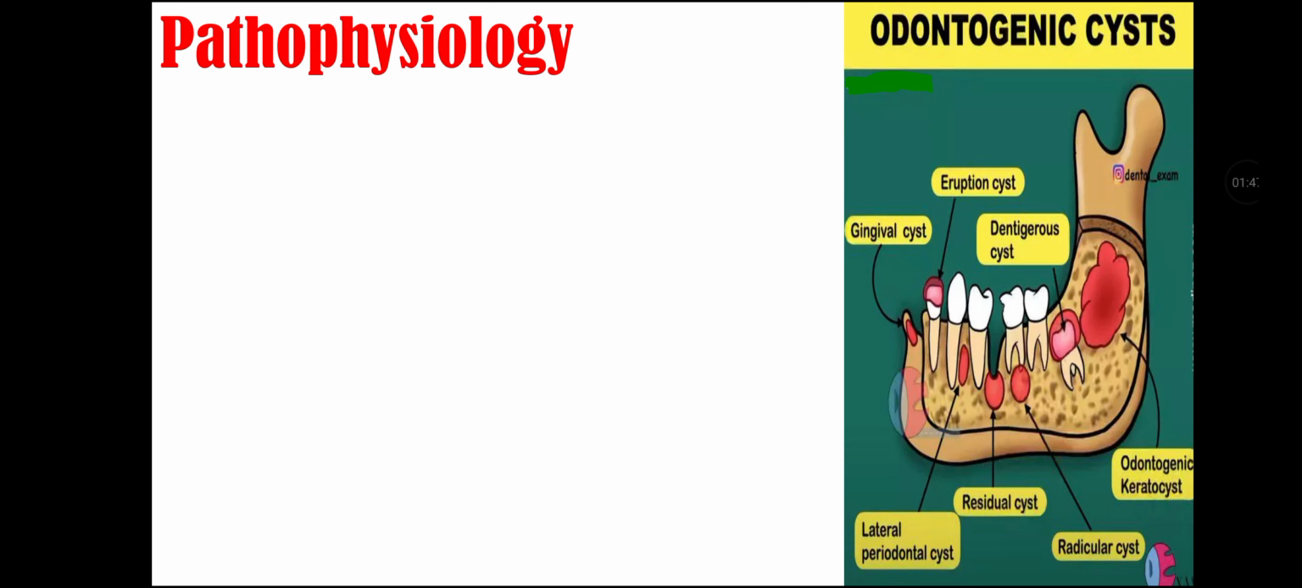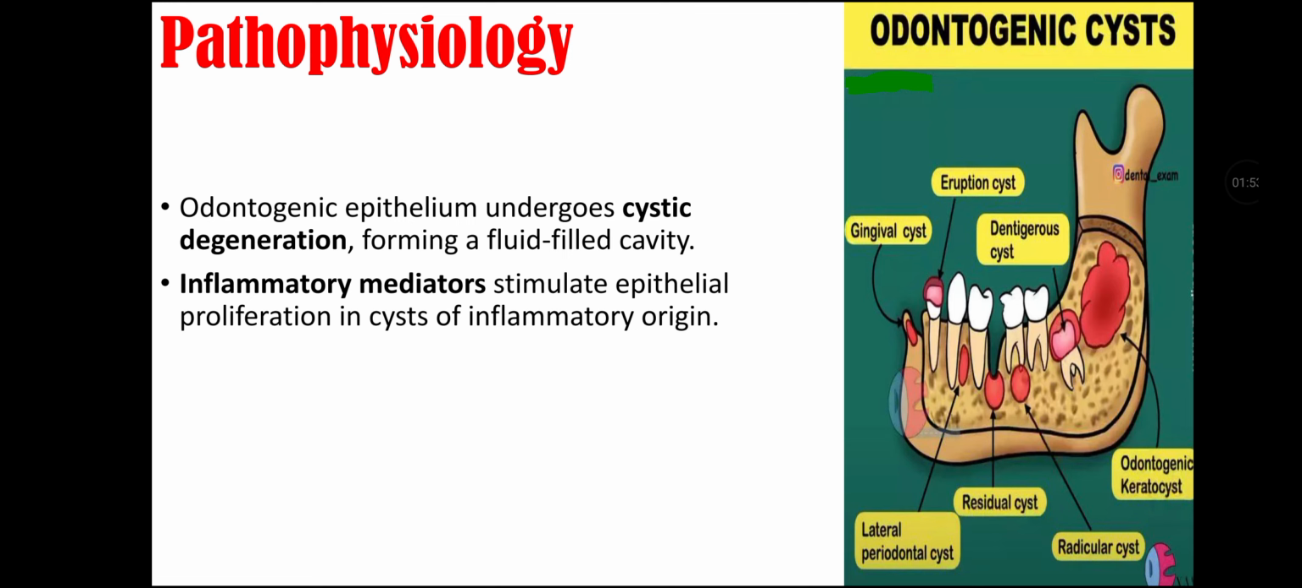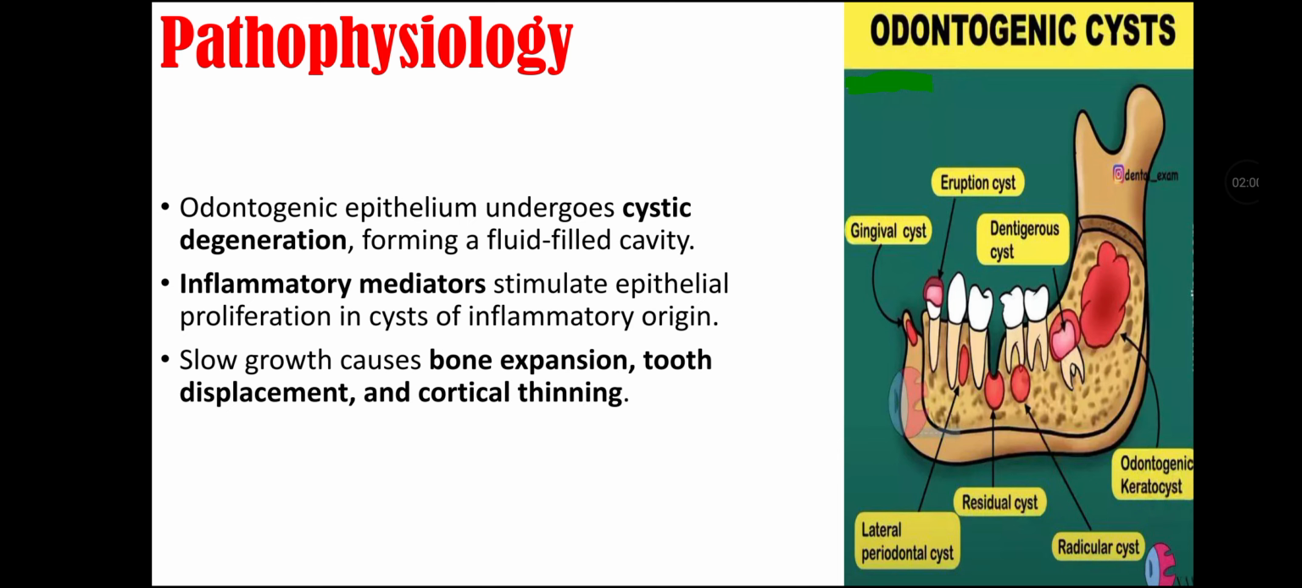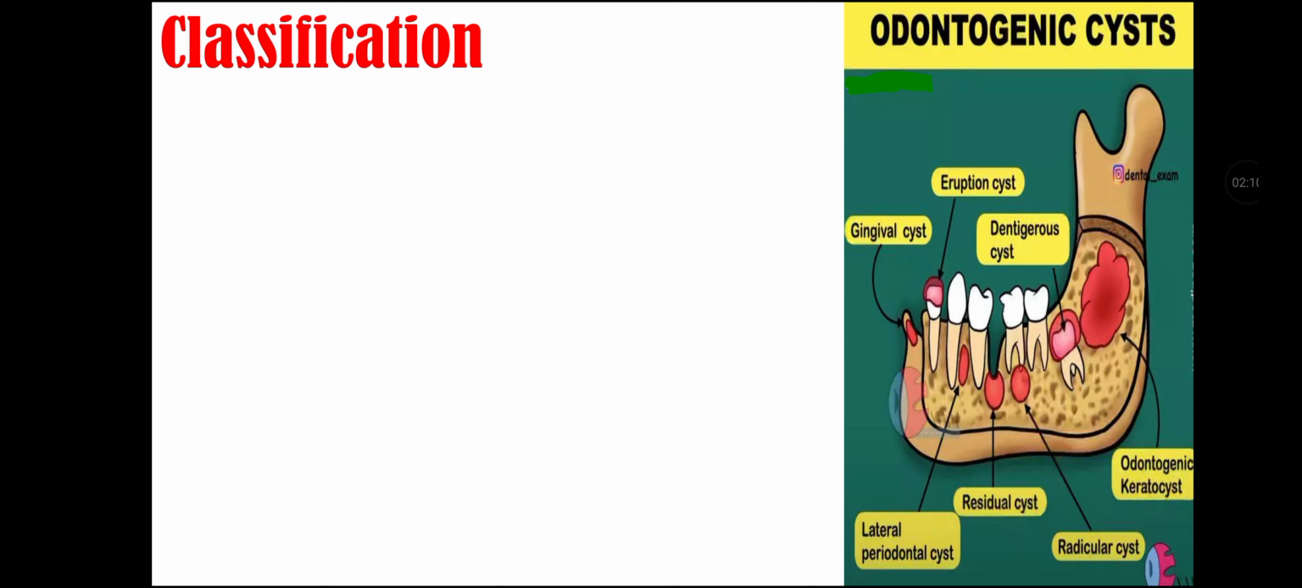Pathophysiology of odontogenic cyst. Odontogenic epithelium undergoes cystic degeneration, thus forming a fluid-filled cavity. Then inflammatory mediators stimulate epithelial proliferation in cysts of inflammatory origin. And then there is slow growth that causes bone expansion, tooth displacement, and cortical thinning. In some cases, cysts may become secondarily infected, leading to abscess formation.